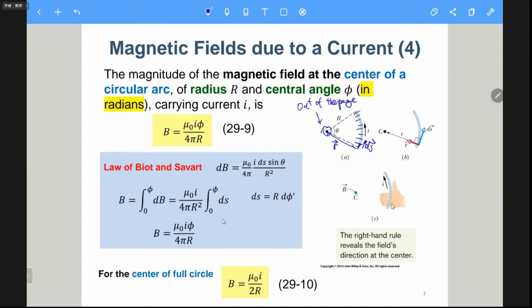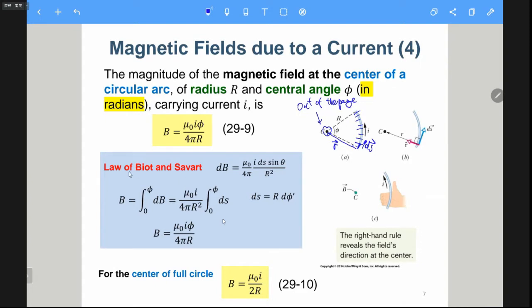So you can use your right hand rule in two different ways. The first way is to follow this one. Your thumb follows the direction of the current, and then your forefinger will be pointing out of the page, which is the same as the direction of this one. Or similarly, you can use your forefinger to follow the direction of the current, and then your thumb will be pointing out of the page. So it will be the same.